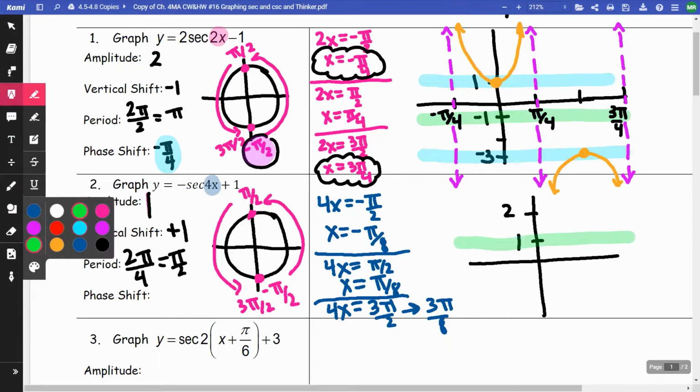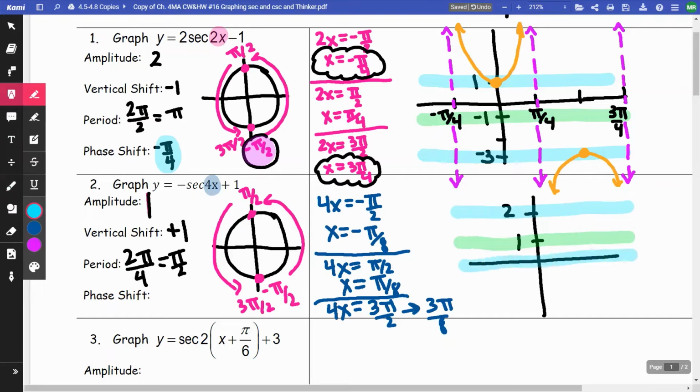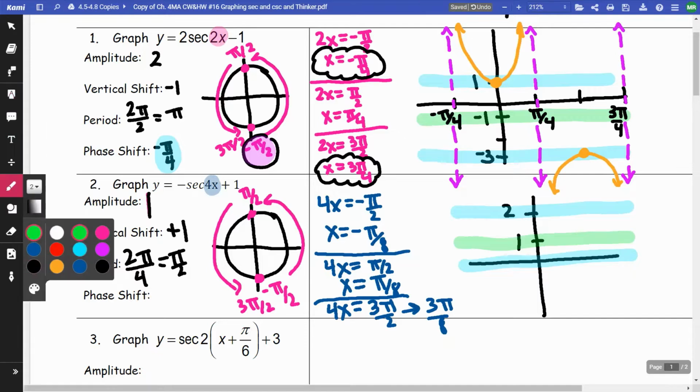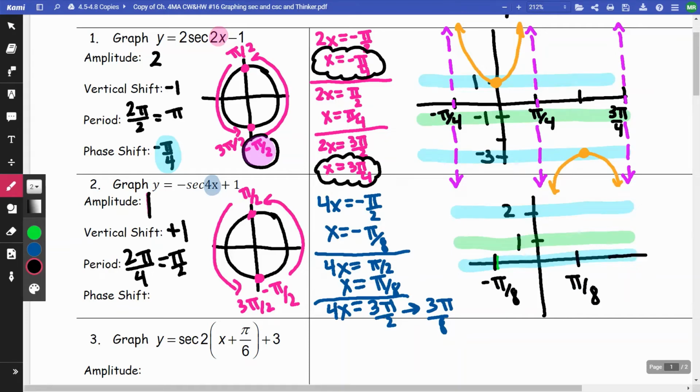My highs are at 2 for my cosine, and my lows are at 0. And again, I'm going to be starting at a negative pi eighths, and then I'm going to end up at a positive pi eighths. So halfway in between will be my y-axis. And then halfway in between those. And then we're going to end up at 3 pi eighths.